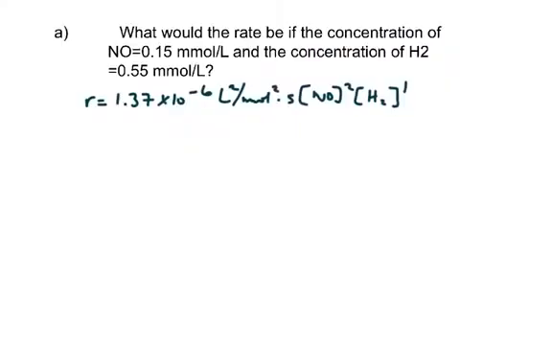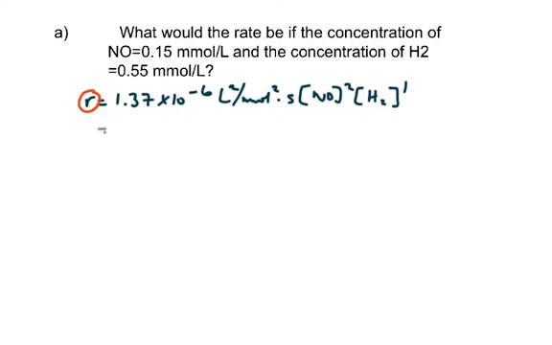All right, we're now going to use that rate law we just came up with to try another example, or to try a question with it. So it says, what would be the rate if the concentration of the NO is 0.15 and the concentration of H2 is 0.55? So we now have a rate law equation, which means we can solve for rate. So let's try it on for size.